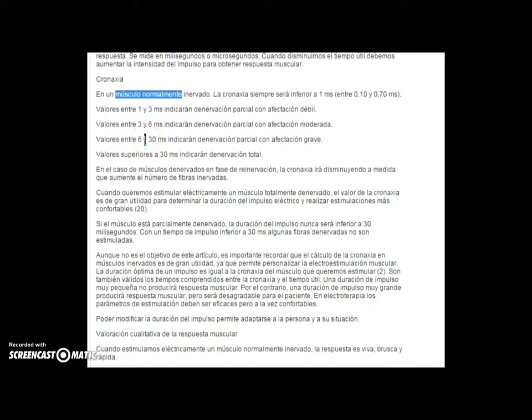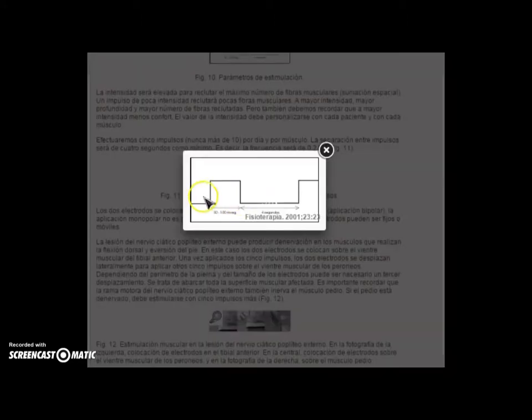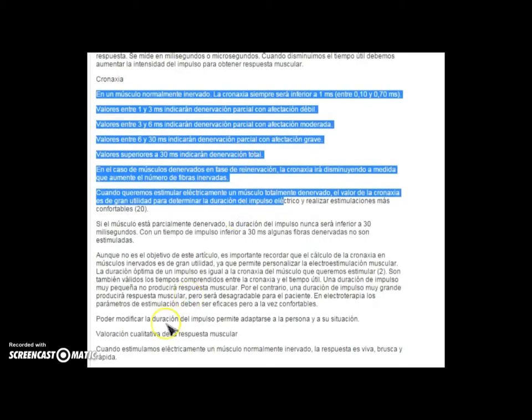If the time is between 6 and 30 milliseconds, the muscle is partially separated from the brain. Chronaxia is whether the muscle is connected or not with the brain. With this table, we choose the time on of the signal.